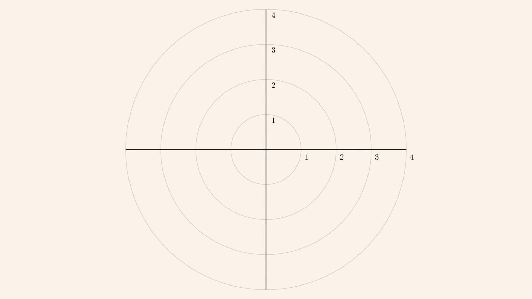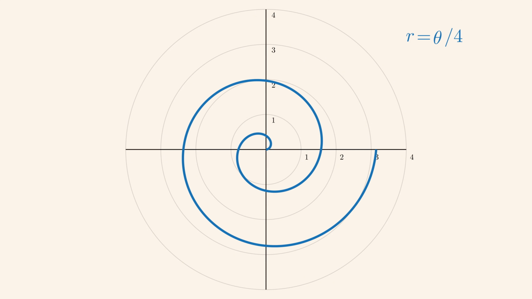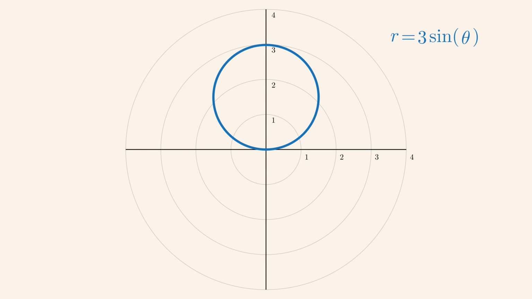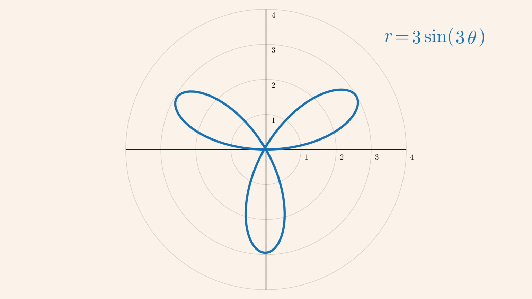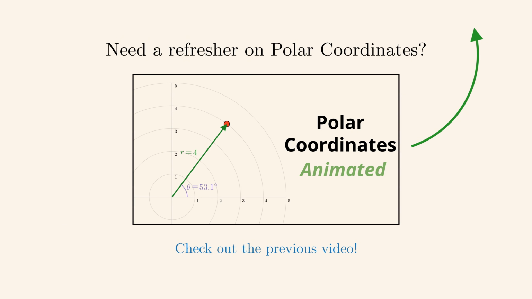In this video, we're going to learn how to sketch polar curves. We'll start with a circle, expand to a spiral, explore a sinusoidal loop, turn that into a rose, and finally, we'll do the cardioid.